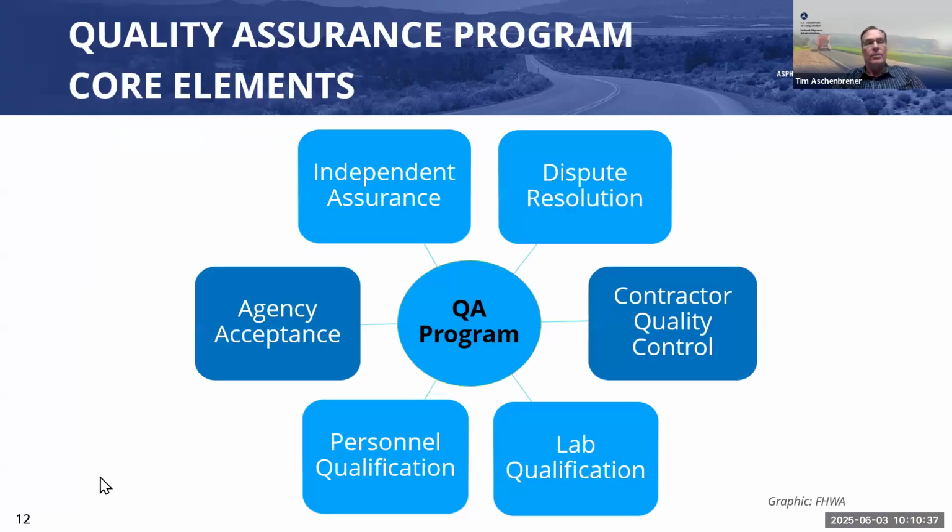And as we get started, we'll be reminded of the 6 core elements of a quality assurance program. Mainly today, we're going to talk about the role of the agency in terms of acceptance and the role of the contractor in terms of quality control. But even though we'll focus most of our attention there, we certainly want to remember the other 4 key elements of quality assurance: the independent assurance, dispute resolution, the personnel and lab qualification. And those 4 elements really help minimize variability, which is vital for the agency and contractor's role to be as effective as it can.